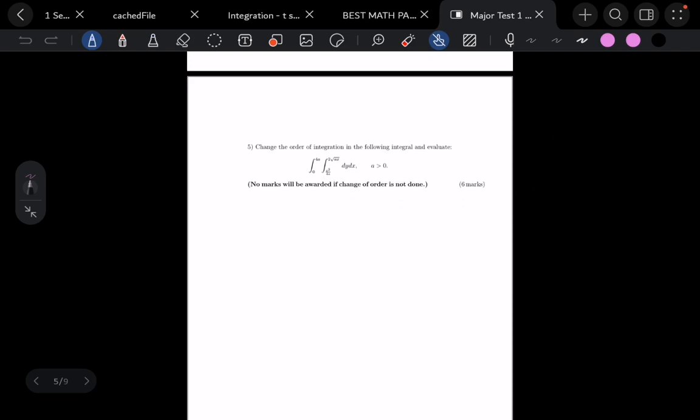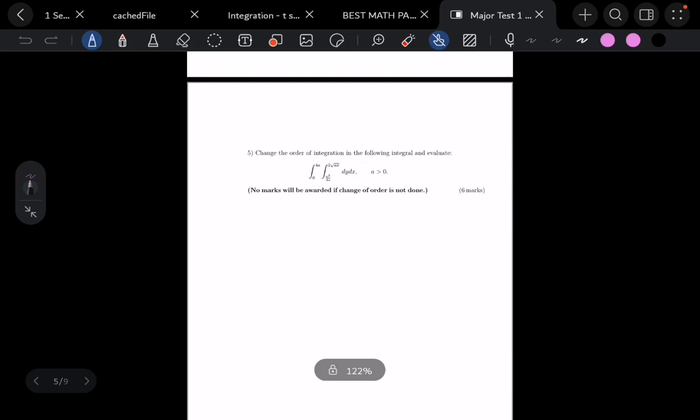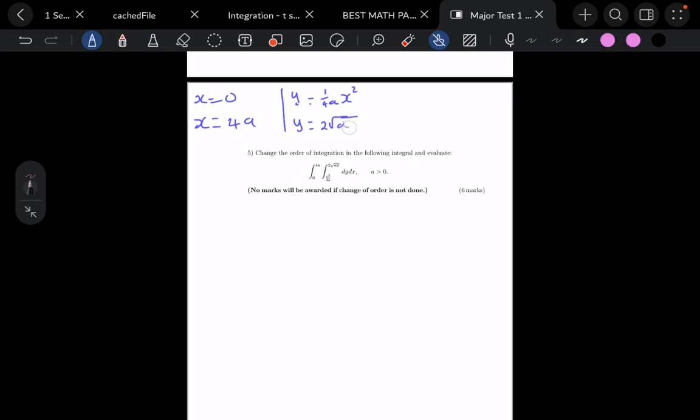Question 5. Change the order of integration of the following integrals. So what you need to do there, first you need to take out those functions. So the first one, it's going to be x is equals to 0. The second one, it is x is equals to 4a. Second one, y is equals to 1 over 4a x squared. Then y is equals to 2 root ax.